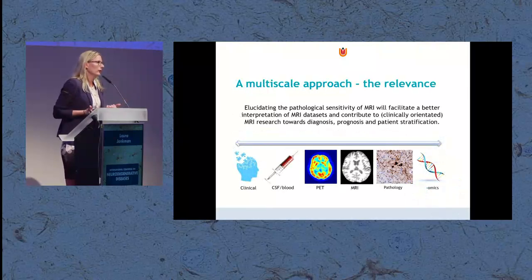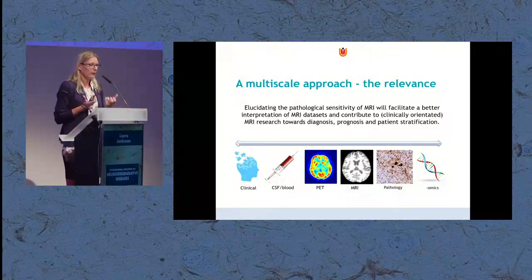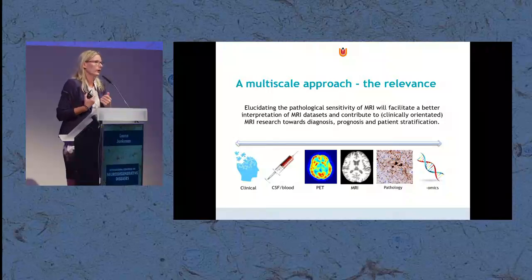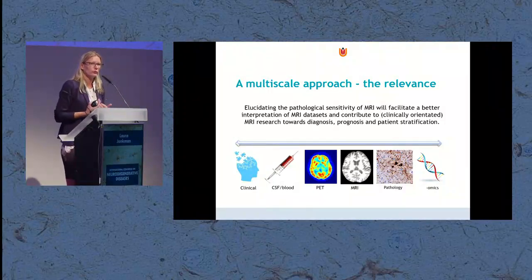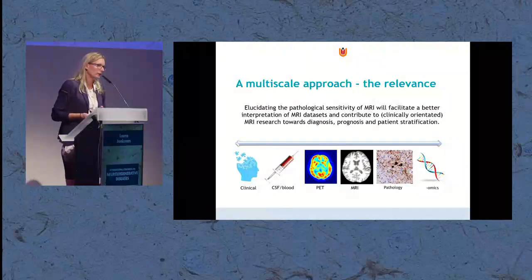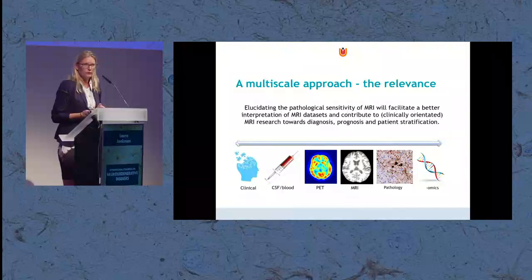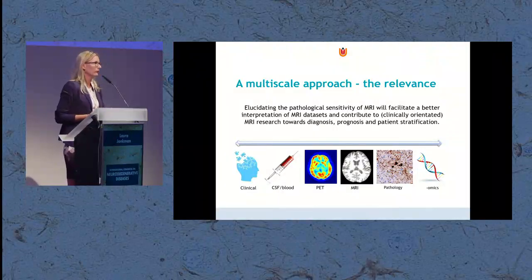However, a multi-scale approach, I'm very excited about the possibility it has, and when you elucidate the neuropathological underpinnings, to better understand what you're actually using in neuroimaging, and to better understand the neuroimaging data sets in the clinical setting. So basically go from the clinic towards the neuropathology, or maybe even further.